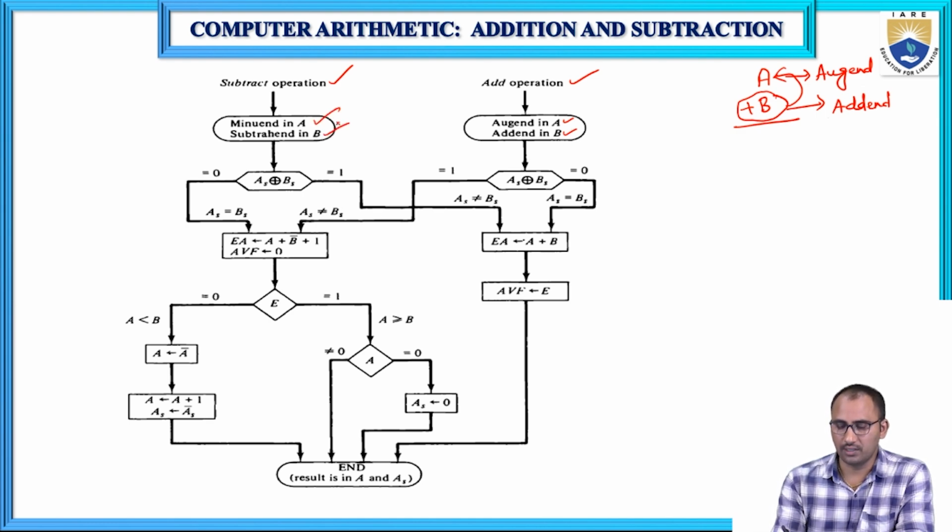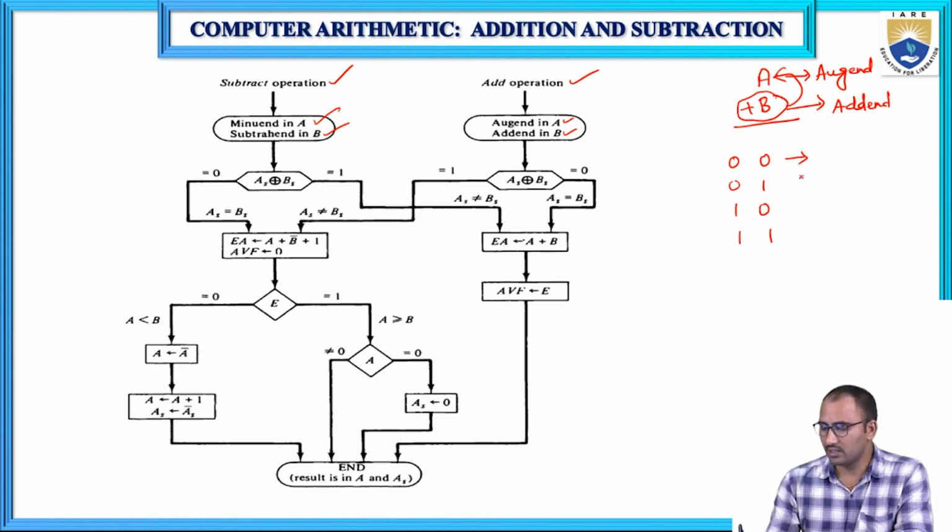Similarly, for subtraction. So in addition, how are we deciding whether the signs are the same or different? Using the XOR operation. What is the XOR operation? If their signs are the same, the output is 0, and if the signs are different, the output is logic 1. Here the signs are the same, so the output is logic 0, and here the signs are different, so the output is logic 1.